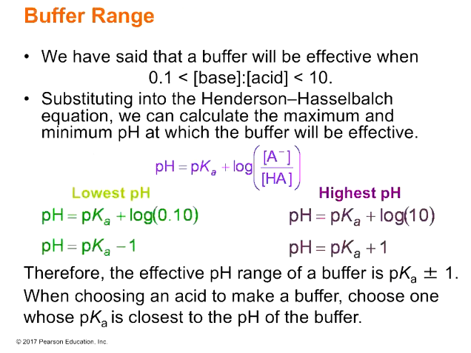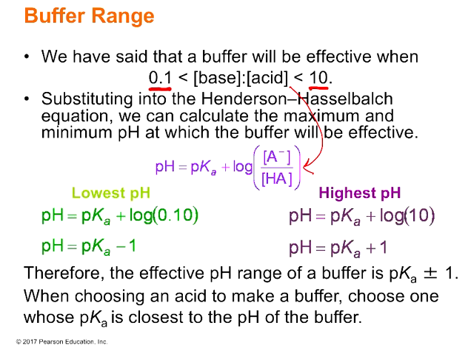So let's talk about buffer range a little bit more. So we said that a buffer will be effective when the ratio of base to acid is between 0.1 and 10. And remember that that ratio of base to acid is what's in the Henderson-Hasselbalch equation. So we want that ratio or that fraction to be between 0.1 and 10. And then that tells us that a buffer is effective.